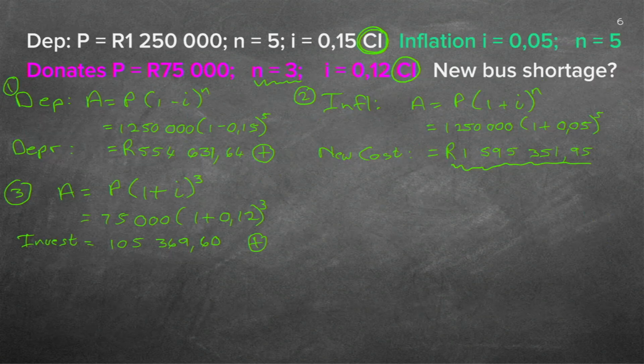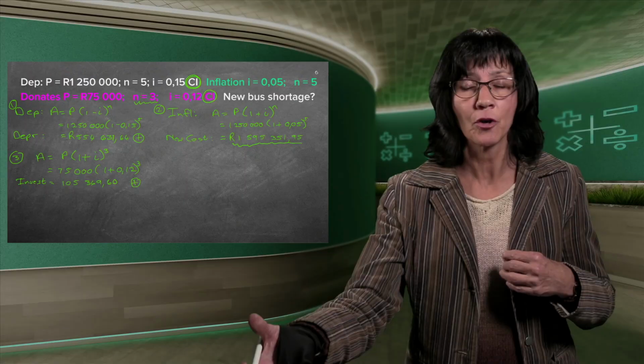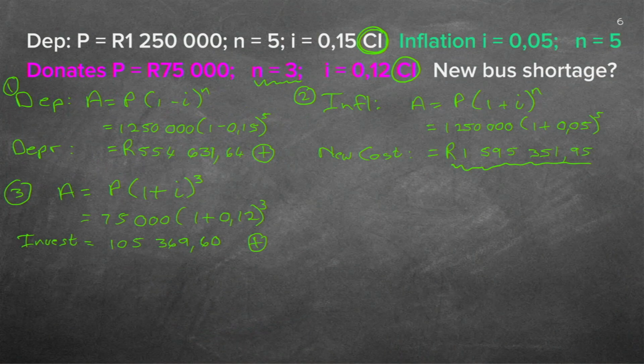So now I need to take into consideration what is the money I will have at the end of 5 years, and what is the money that the new bus is going to cost at the end of 5 years. So I need to take number 1 and number 3, and I need to add it. And if you add that, let's quickly do that. I already have the 105 on my calculator, plus the 554,631.64. And that gives me 660,001.24. I'm saying 4 and I'm writing 5.